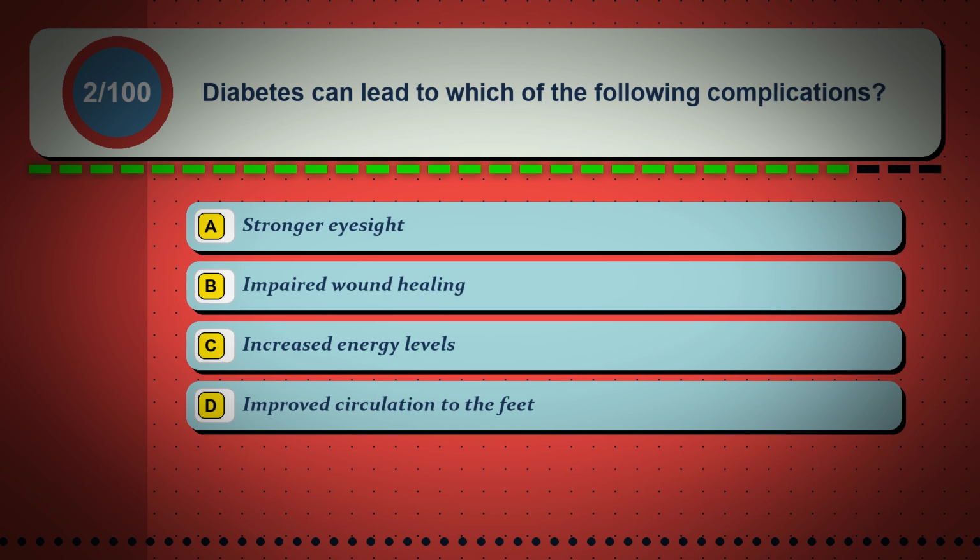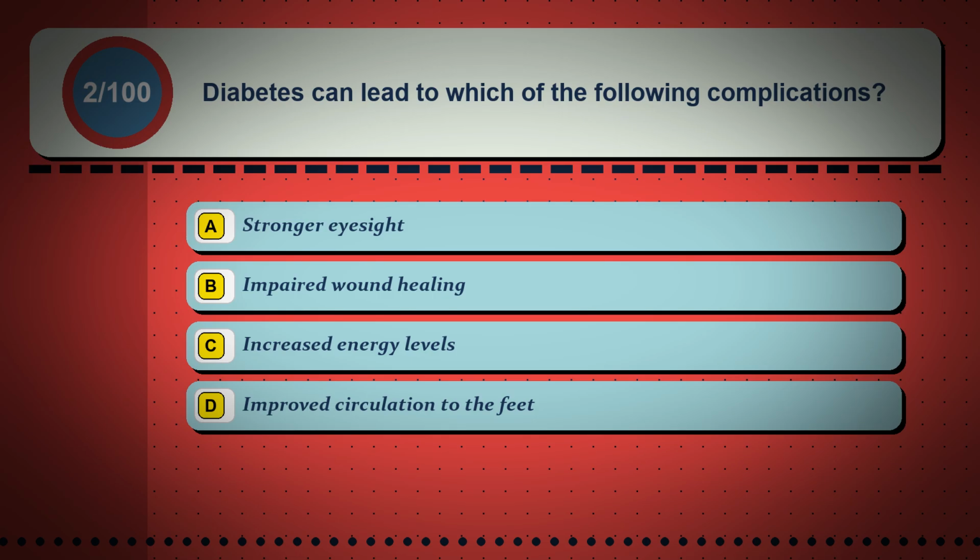Question 2. Diabetes can lead to which of the following complications? Option A, stronger eyesight. Option B, impaired wound healing. Option C, increased energy levels. Option D, improved circulation to the feet.